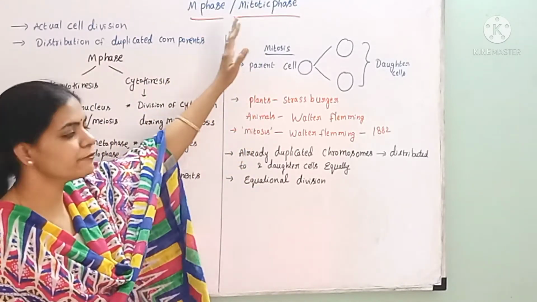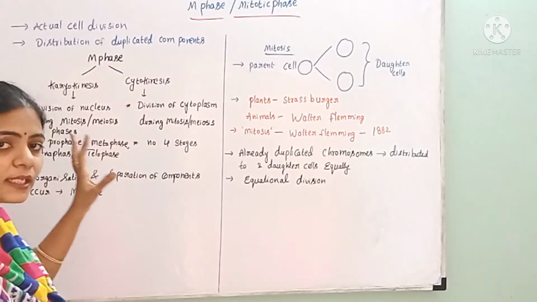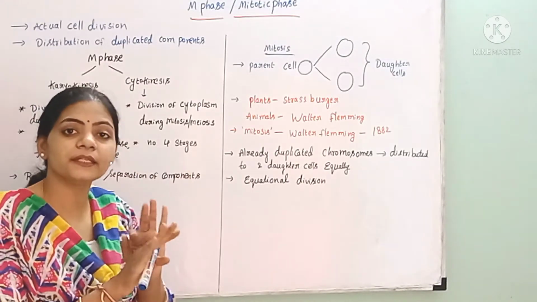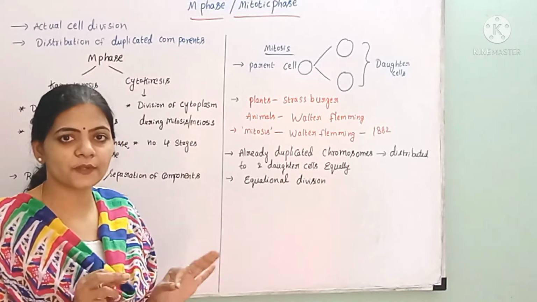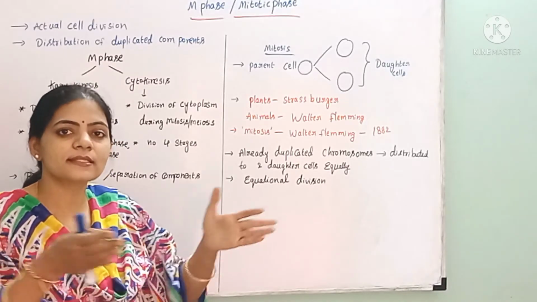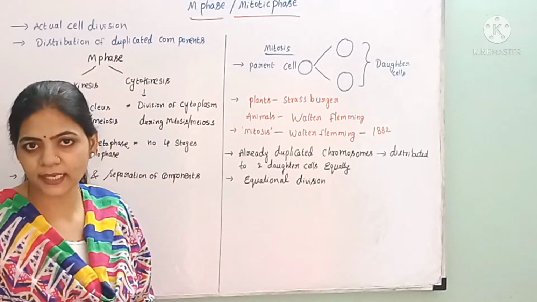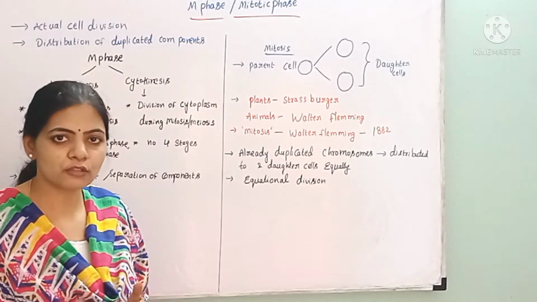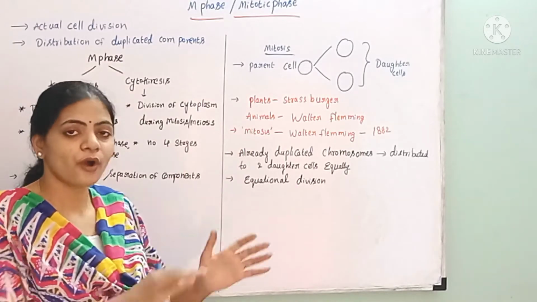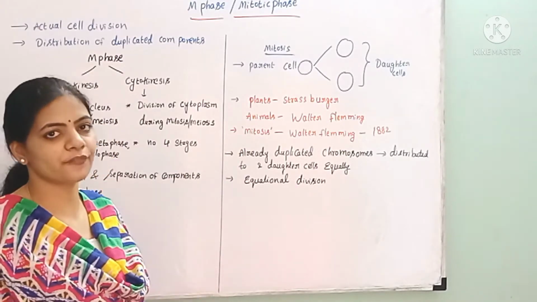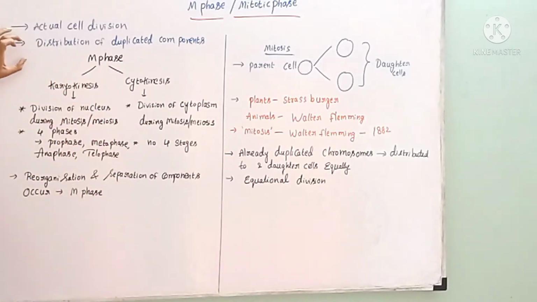What is another name for the M phase? Mitotic phase. And here, what happens? The actual division of the cell occurs. In the interphase we have not seen any type of cell division. What we observed there is only that the cell size increases, the cell prepares duplicates of cell organelles and genetic material, and also prepares the necessary components required for cell division. All those steps we have seen in the interphase. But here in this mitotic phase, the actual division of the cell occurs.